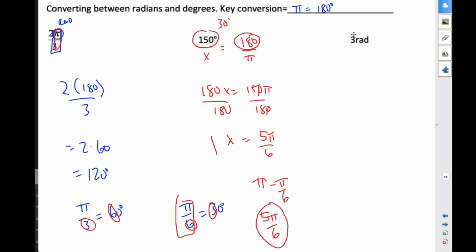And finally, one that's not quite so straightforward, not so nice numbers: 3 radians to degrees. Well, I want x degrees. Well, I know this is pi radians over 180. So if I cross multiply, I get 540 when I have 3 times 180. And so this 3 radians is equal to 540 divided by pi, which is approximately, if I check my notes, 171.9 degrees. Right, so there's converting between the two.